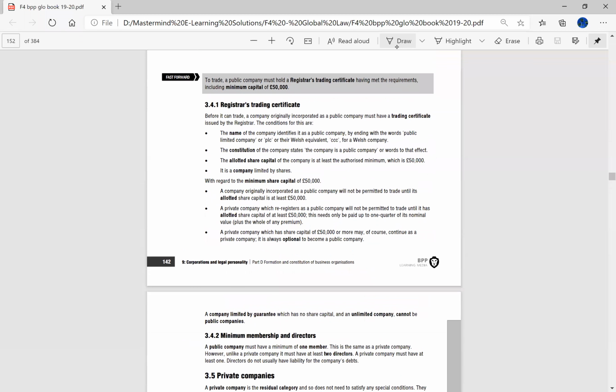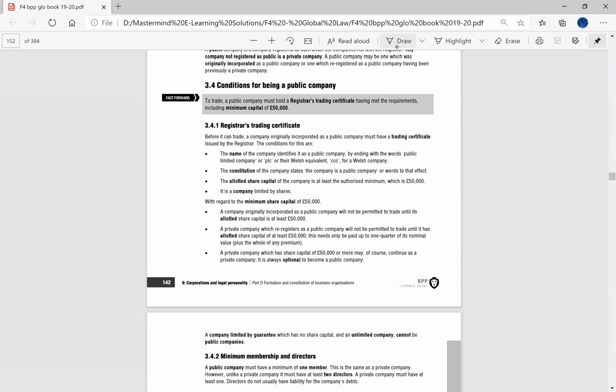Now, conditions of being a public company. There are some conditions. If you want to be a public company, you need to have a registrar's trading certificate. Minimum capital should be £50,000. You need a name of the company. You need to mention whether it's a public company or not. You need an allotted share capital, which is also called the authorized share capital, which is £50,000 minimum. And you need to mention if it's a company limited by shares. With regard to minimum share capital, it should be £50,000.